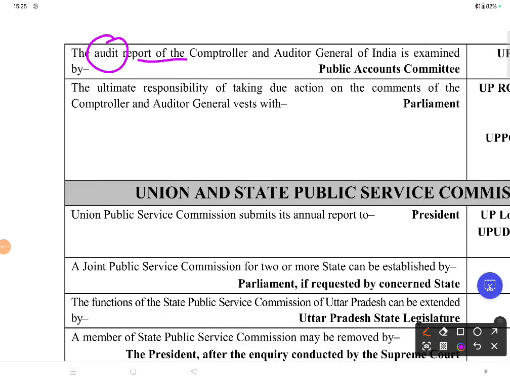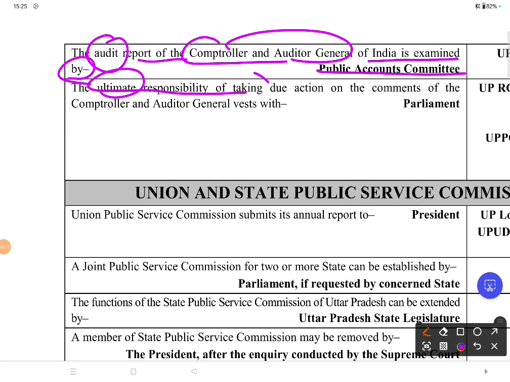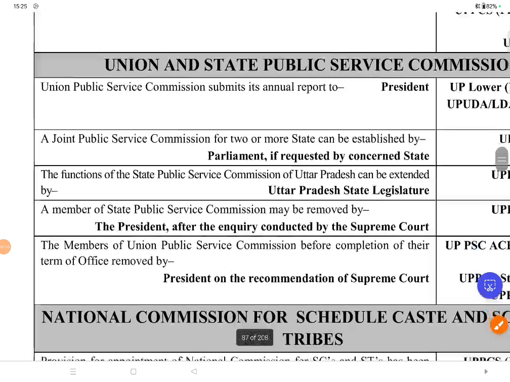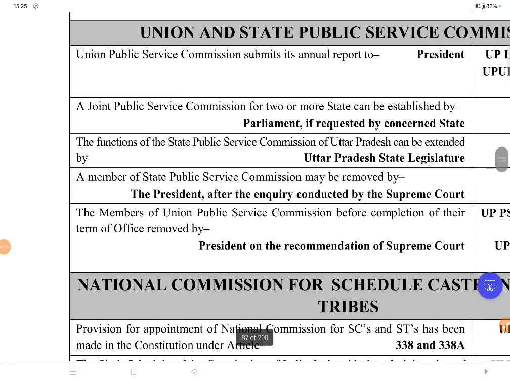The audit report of the Comptroller and Auditor General of India is examined by the Public Accounts Committee. The ultimate responsibility of taking due action on the comments of the Comptroller and Auditor General rests with Parliament. Move on to the next chapter, that is Union and State Public Service Commission.